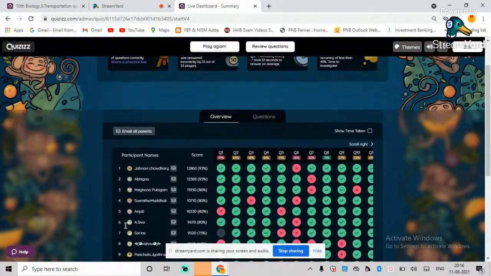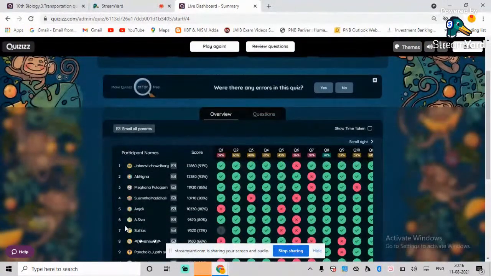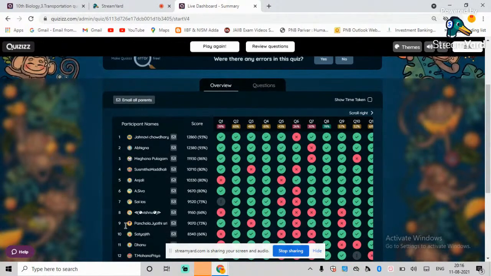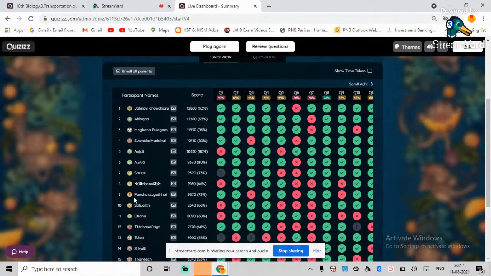So let's see the top three. Jahanvi Chowdhury, first position with 93%. Second position Abhigna with 93%. Third Meghna with 86%. Sumita with 80%. Anjali with 80%. Shiva with 80%. Sai with 73. Vishnu with 66. Jyoti with 73%.